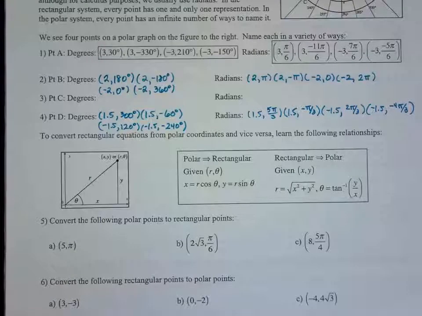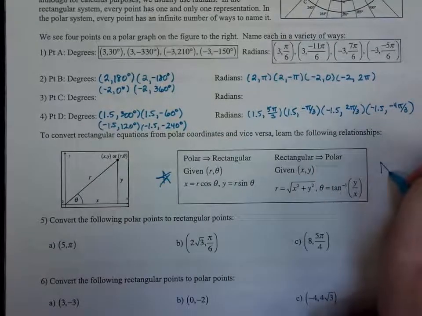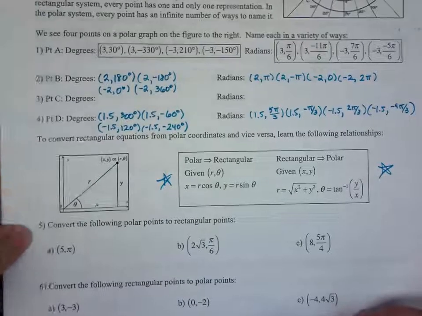So, what we're going to do now is talk about converting points from one to the other. Okay, converting from polar to rectangular. This box right here is everything you need to know, depending on whether you're going from polar to rectangular or rectangular to polar. Now you did learn these last year. As soon as we start working with them again, they're going to come back to you, I'm pretty sure, if they haven't already. So look at number 5.